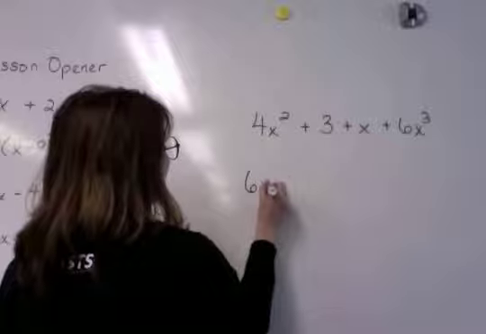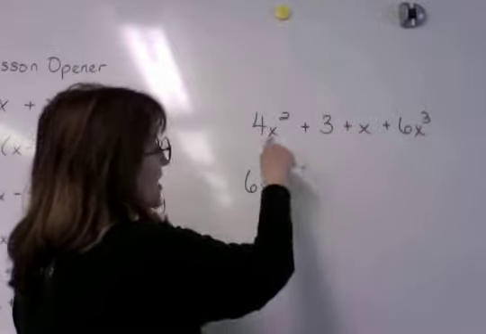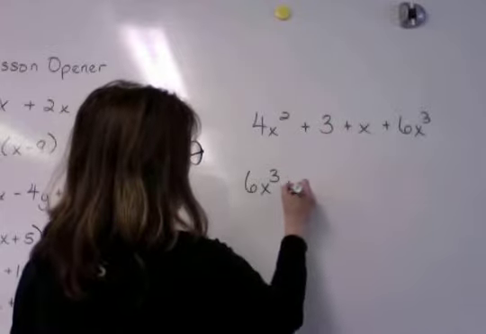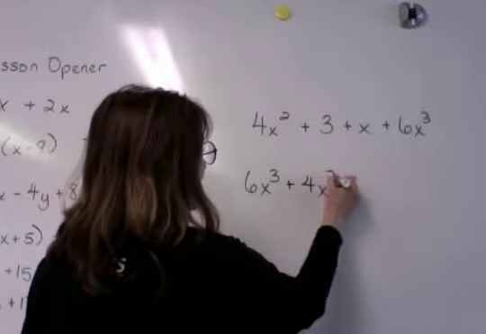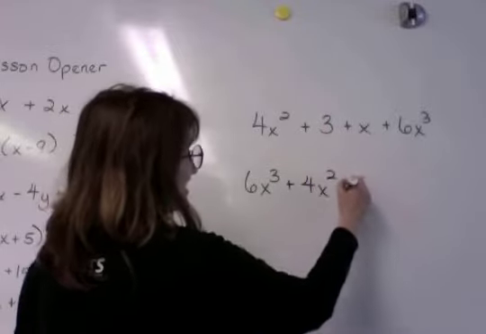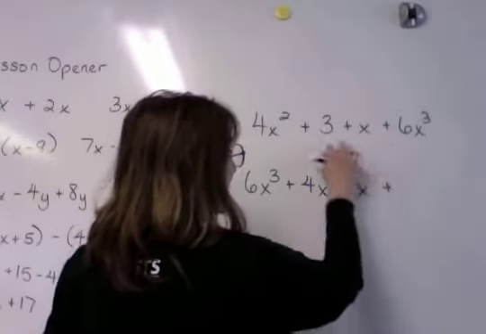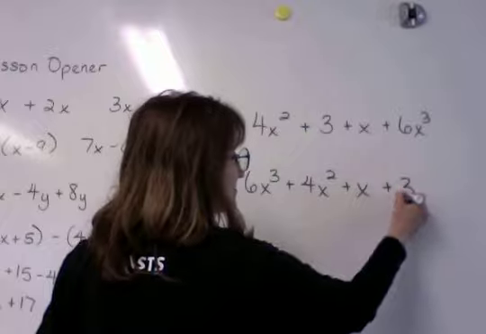So I'm putting 6x cubed first. Then I go in order down. So right here, I put 4x squared next. The next one, I have x to the first power. That's just plain old x. And finally, I have 3, no x.